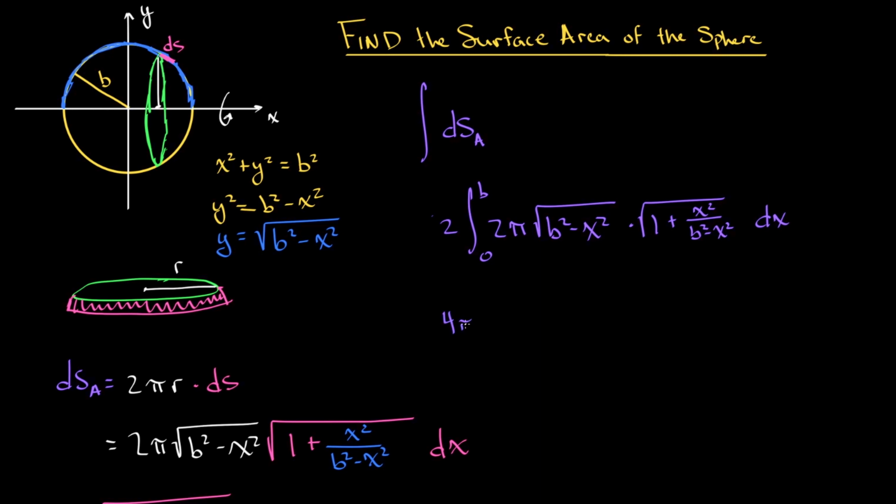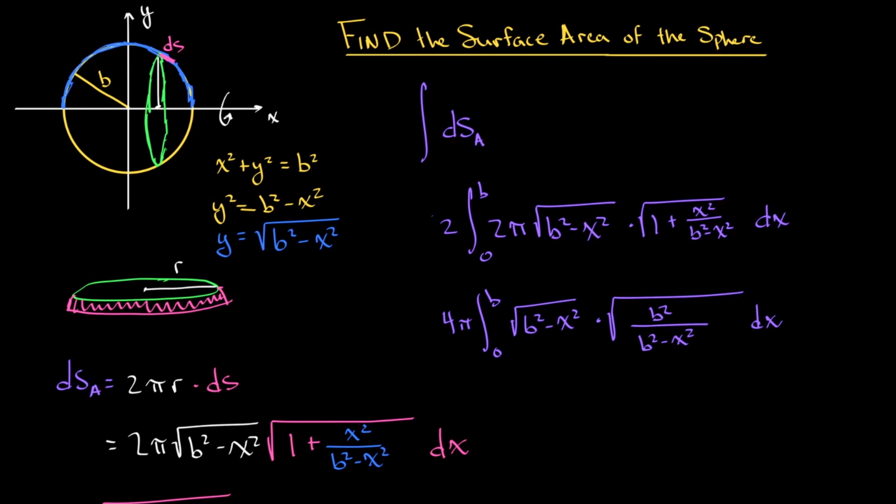So we can throw this 2 pi out of our integral. We're going to have 4 pi outside of our integral times the definite integral from 0 to b. And then let's simplify this. We're going to have a square root of b squared minus x squared. And now on this radical here, I want to get a common denominator of b squared minus x squared. So we're going to be left with b squared in this numerator, and then b squared minus x squared in this denominator, and then we can't forget dx.